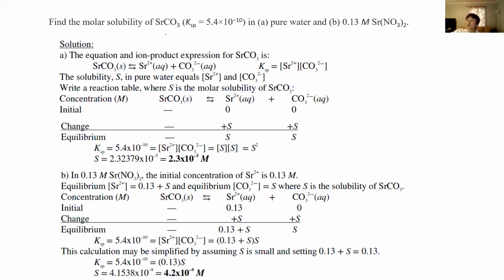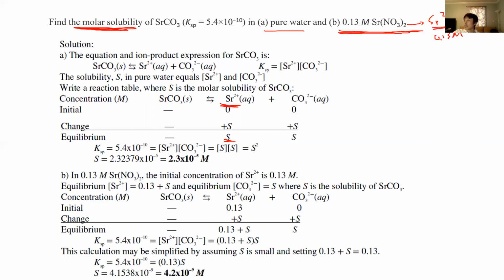The next example problem is related to solubility. Here it asks for the molar solubility, which basically asks for the amount of metal that dissolves from the compound. Here we compare the solubility in pure water and when there is a common ion effect. In B, when you add this strontium nitrate, this nitrate is all soluble, so that becomes Sr2 plus and the 2 nitrate. So you start with 0.13 molar of Sr2 plus already.